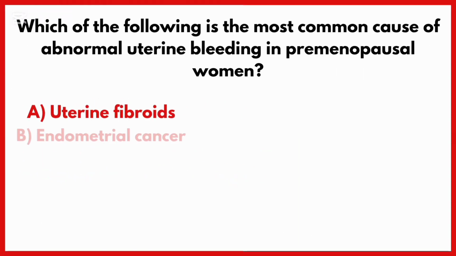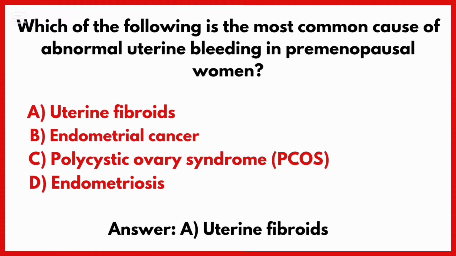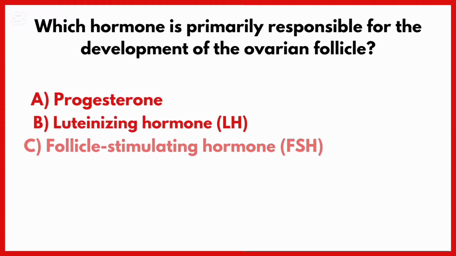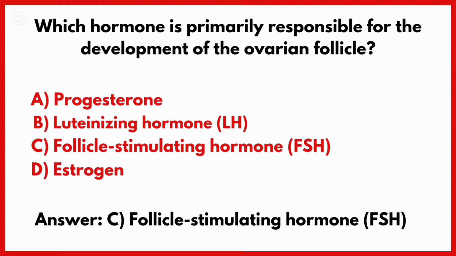Which of the following is the most common cause of abnormal uterine bleeding in premenopausal women? Correct answer is option A. Uterine fibroids. Which hormone is primarily responsible for the development of the ovarian follicle? Correct answer is option C. Follicle stimulating hormone.